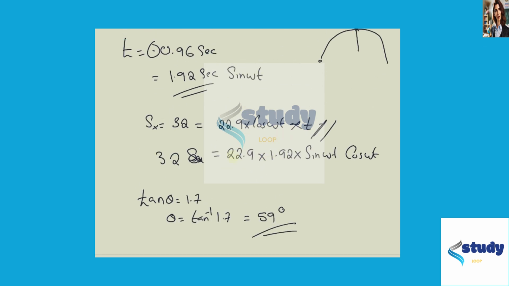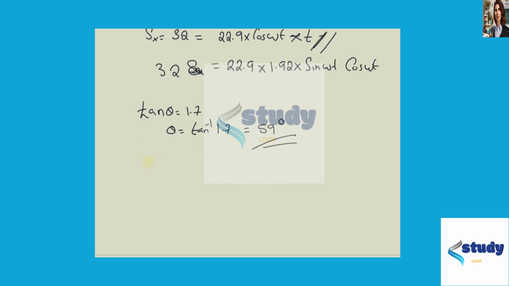So we have the t value, which is 1.92. So time will become 1.92 times sine 59, which will be equal to 1.62 seconds. So we got the time period.